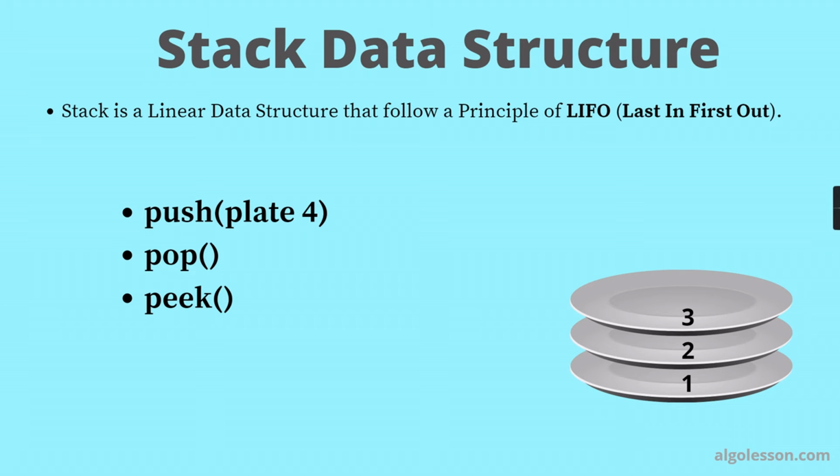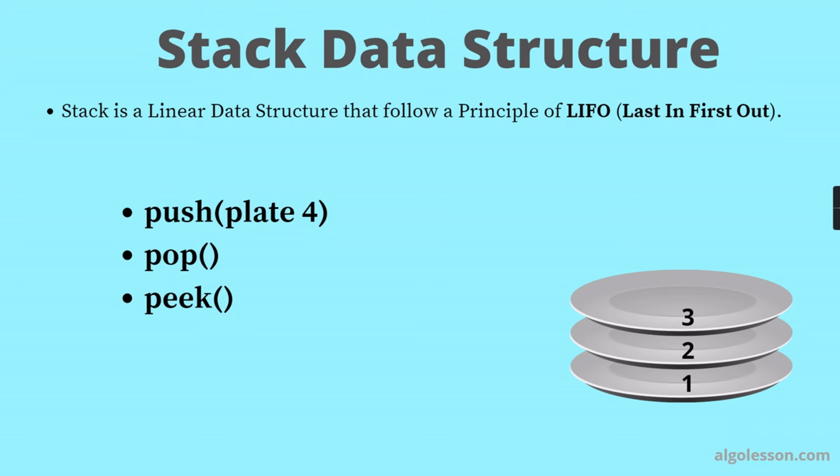The next is the pop operation. The pop operation is performed when we want to take an element out of the stack, and it is a rule that we cannot take any element from the middle or the bottom of the stack directly. We have to pick the top element of the stack. Suppose we want to reach the second plate. First we have to remove all the plates which are present above the second plate. Then only we can remove the plate number two.